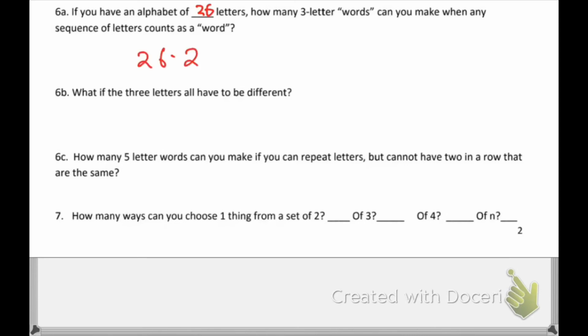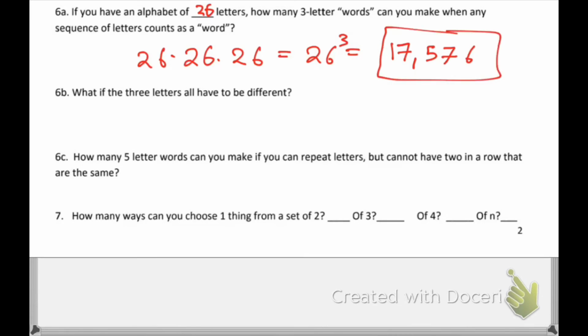My second letter, I also have 26 because I can repeat. And third, I have 26, so I get 26 cubed, and that's going to give me 17,576 different words, quote unquote. And that's again using the fundamental counting principle.